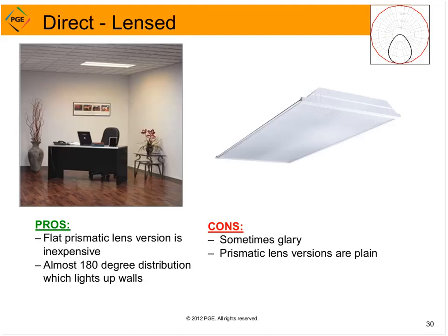So now we're going to look at some common linear fluorescent applications, where the recessed troffer is the most common. And this represents a big target for LED. And this prismatic lens version is probably the most widely used and also the least expensive. Notice the high vertical illumination on the walls. And keep in mind that this light distribution can be challenging for LEDs to attain because of the directional nature of LEDs.